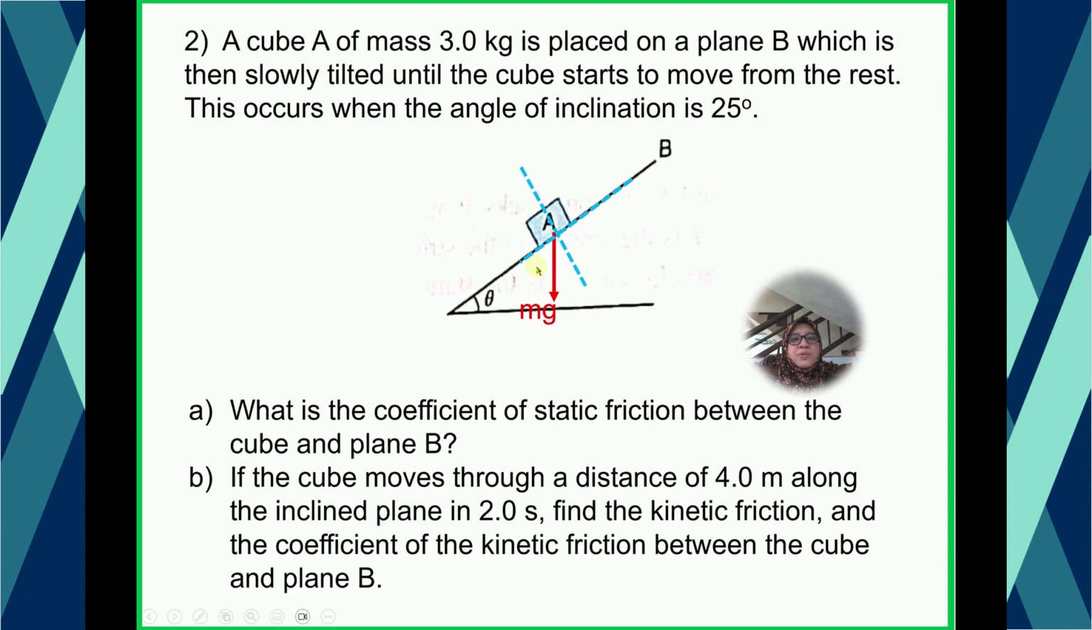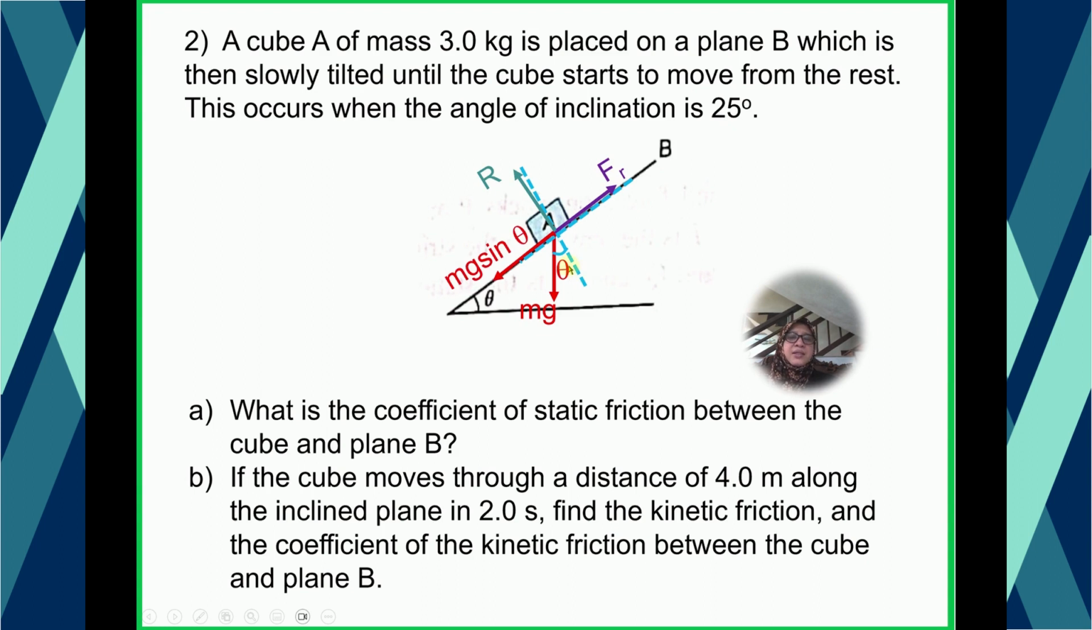Okay, so now the forces that act on cube A are mg, the weight of cube A, and the frictional force in the upward direction, because the cube moves downward from rest. So friction will be opposite, upward. Then the reaction force by the plane B, which is R. The angle theta here is equal to the angle here.